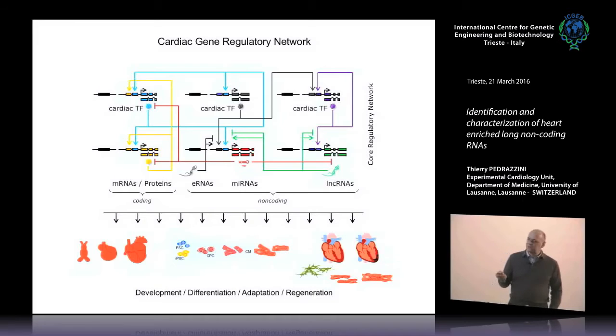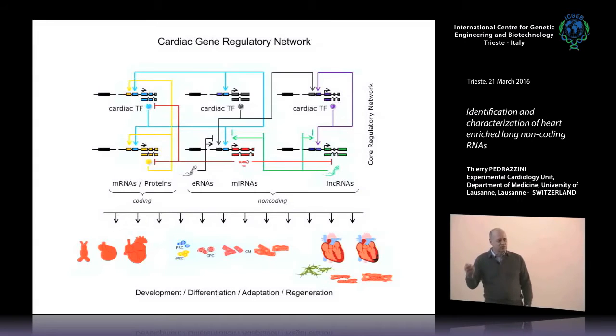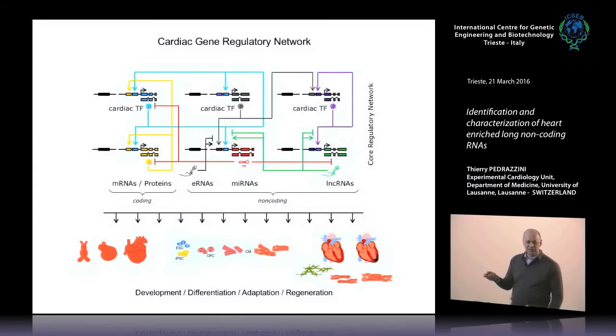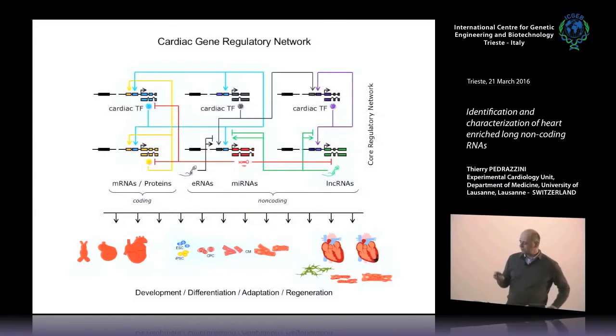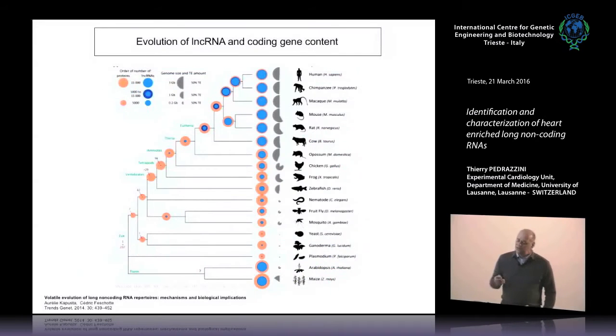This is an example of the heart, but this controls development and cardiac morphogenesis, cardiac differentiation in vitro, for instance, when you try to differentiate embryonic stem cells or induced pluripotent stem cells into a given cell type, and also adaptation of the adult organ to environmental cues, right? Such as stress, myocardial infarction.